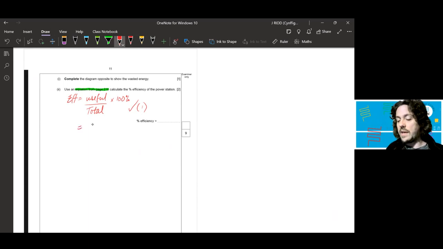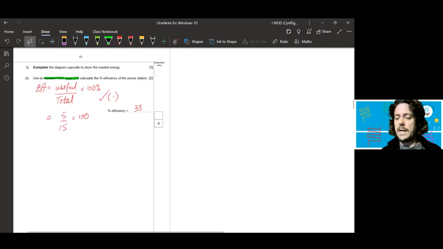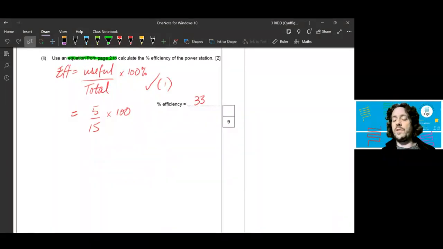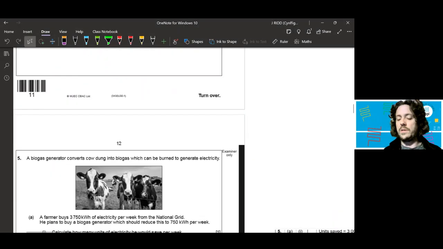So our useful energy is 5. We're not going to draw a unicorn. I'm going to finish the question properly, but you get my point. Times 100%, and that's going to end up as 33% efficient. And just to explain what that means in words, it means 33% of the energy supplied is converted usefully into electricity for the national grid, and the rest is wasted.